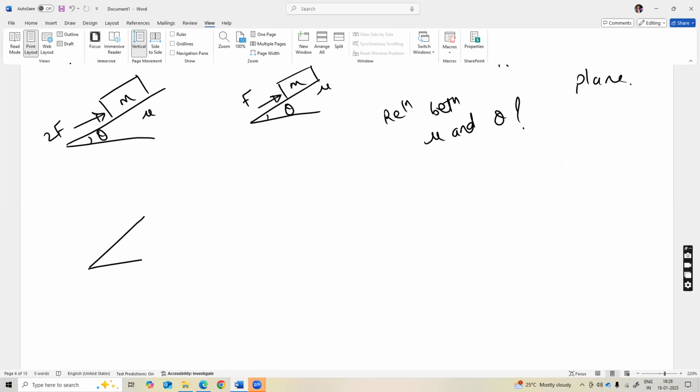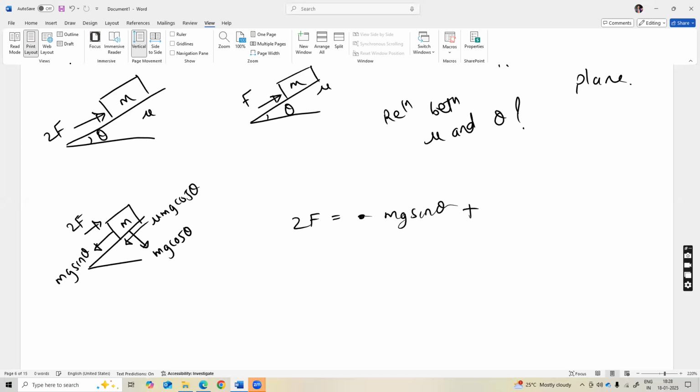Let's say this is the mass. There is a component of weight which will act downward, that is mg sin theta. There is one normal reaction, mg cos theta, so it is common in both cases. In the first case, you have applied force 2F and it will start moving upward. Therefore friction will act downward and it will be equal to mu mg cos theta. So basically 2F is equal to mg sin theta plus mu mg cos theta.